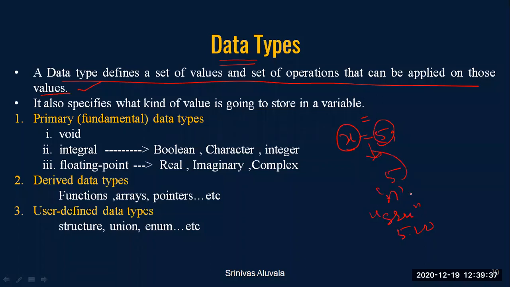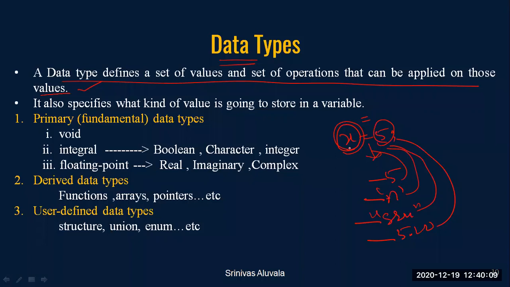This x can store 5, or a character, or a word, or 5.10. This is an integer value, a character value, a word, and a decimal point value. What my x can store, I need to tell in my program. When I go for making use of a variable x, I need to tell in my program what this x can store. So that is what a data type is.